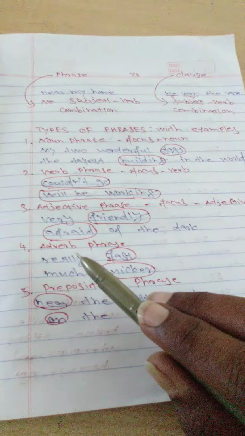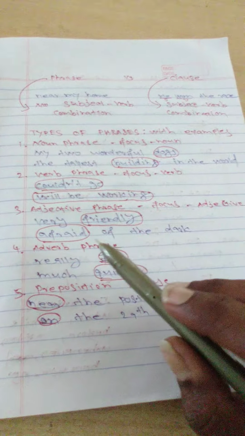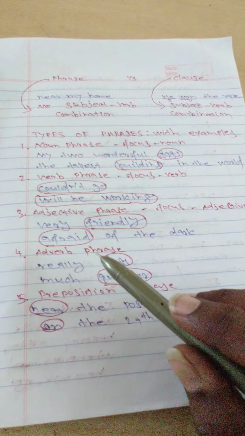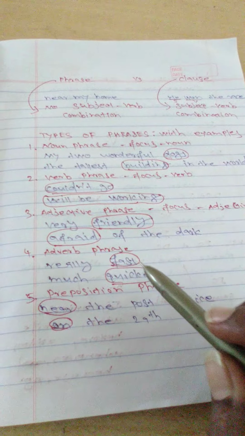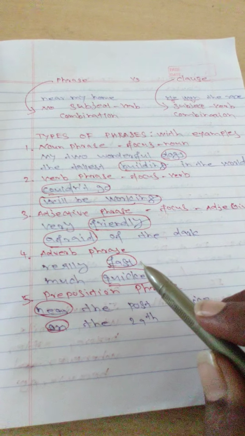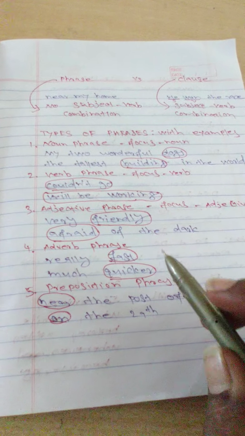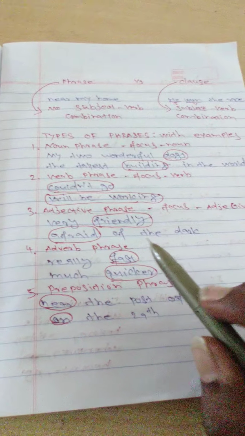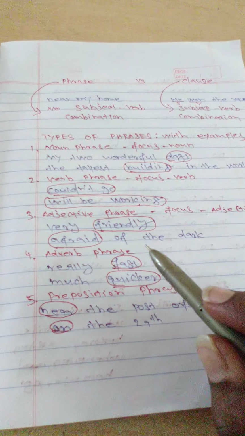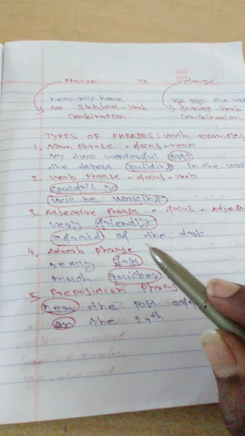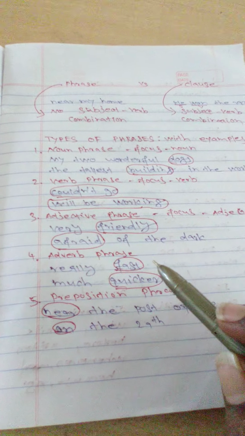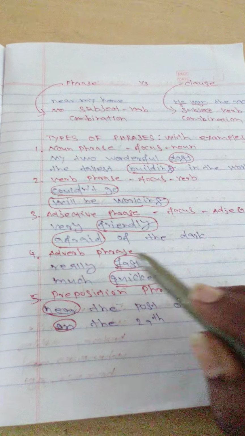Fourth one, adverb phrase or adverbial. The phrase focuses on the adverb: fast, quicker. So that is called an adverb phrase. What is an adverb? An adverb is a word that describes the verb. So a phrase focusing on the adverb, fast, quicker, is called an adverb phrase.